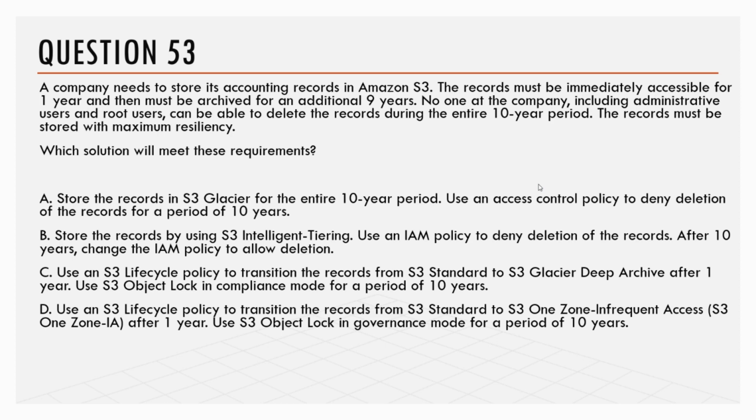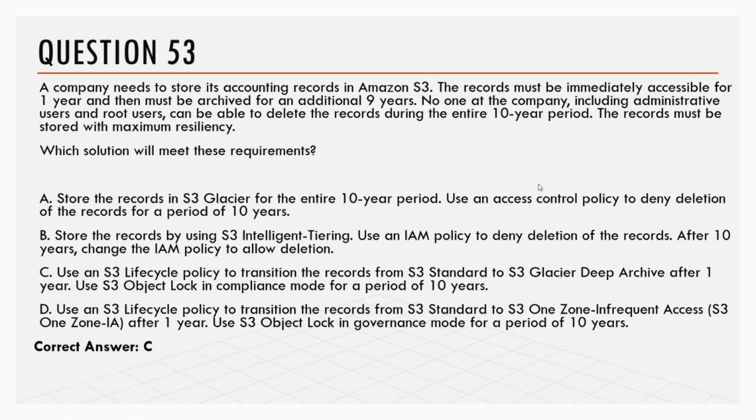Option C. Use an S3 lifecycle policy to transition the records from S3 Standard to S3 Glacier Deep Archive. After 1 year, use S3 Object Lock in compliance mode for a period of 10 years. Option D. Use an S3 lifecycle policy to transition the records from S3 Standard to S3 One Zone-Infrequent Access after 1 year. Use S3 Object Lock in governance mode for a period of 10 years.